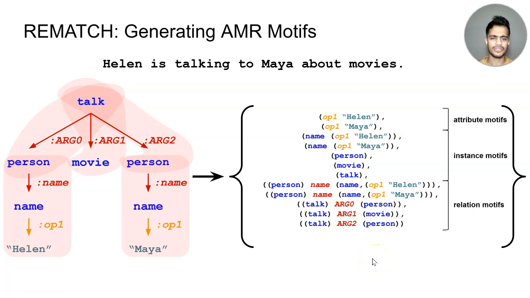So this is the process of generating AMR motifs. It starts with attribute motifs, and then you create nested instance motifs, which include the attribute motifs, and then we create the relation motifs, which include the instance motifs from the previous step.